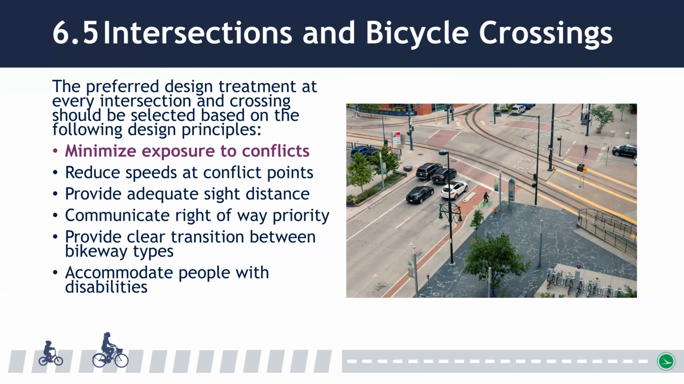Section 6.5 of the guide discusses the design of bikeways at intersections and bike crossings. The preferred design treatment at every intersection and crossing should meet the listed design principles. First, designers need to minimize a bicyclist's exposure to conflicts. It is preferred that a bikeway and any physical separation provided along a bikeway be provided and maintained up to the intersection. In some instances, a greater degree of separation from motorists may be needed and can be accomplished by transitioning to a different facility type or through signalization.